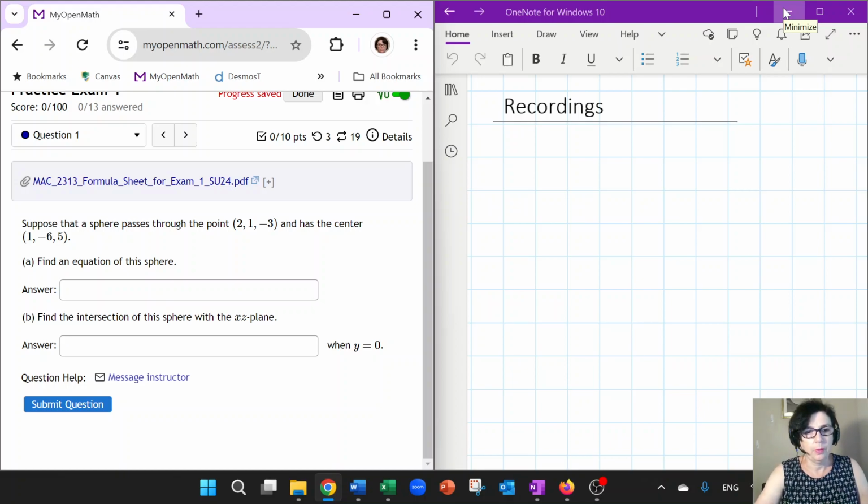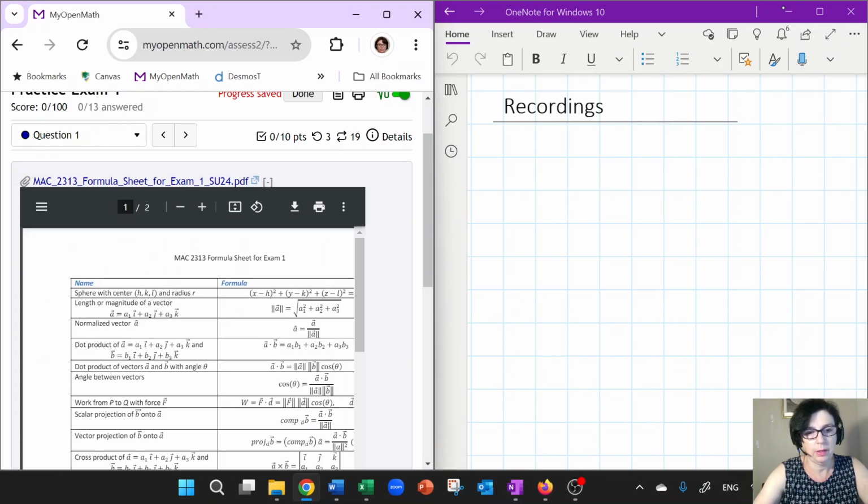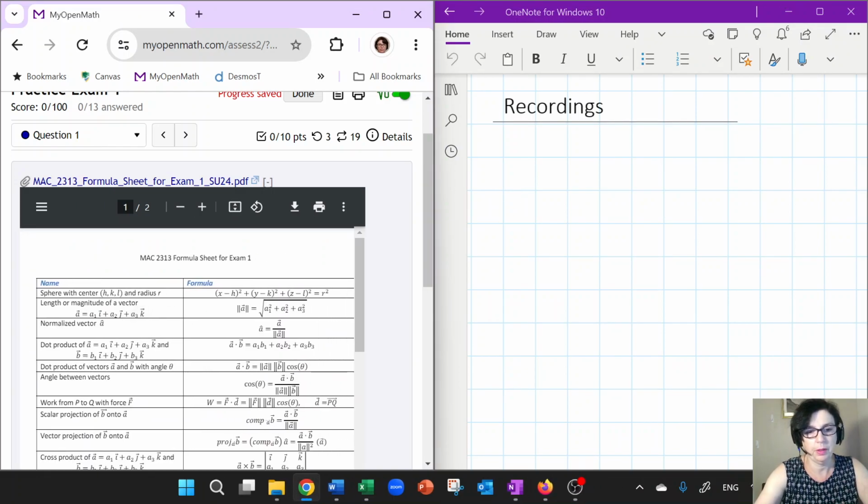In this question number 1, we're going to take a look at equations of a sphere through 2 points and also intersection of the sphere with the xz plane. All right, so the first thing we're going to do is look up the equation of a sphere. You can see that in the very first formula.